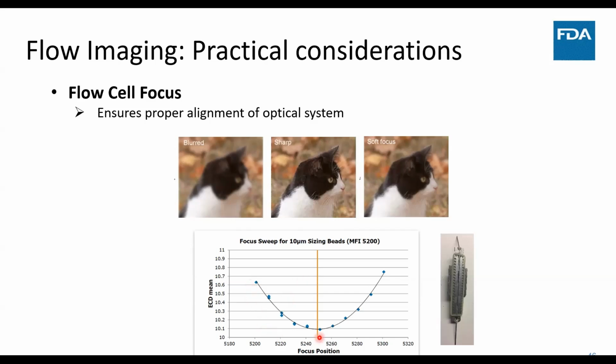You could see below in this figure from ProteinSimple how changes in our focus do affect the ECD, or the mean ECD, that we are measuring. In the right position, we have about 10.1 for our ECD or size, but it could be as high as about 10.8 or 10.9 if we are out of focus. So proper alignment of our optical system before each analysis is an important consideration.